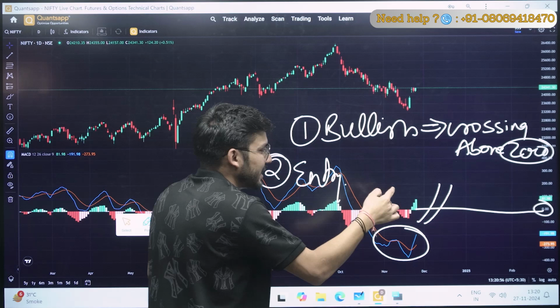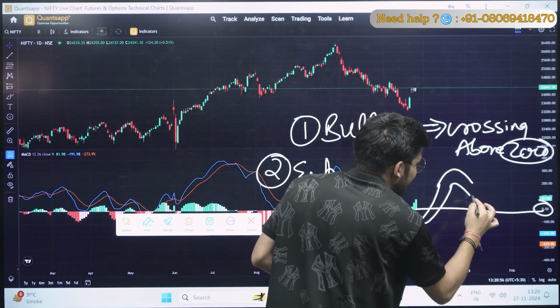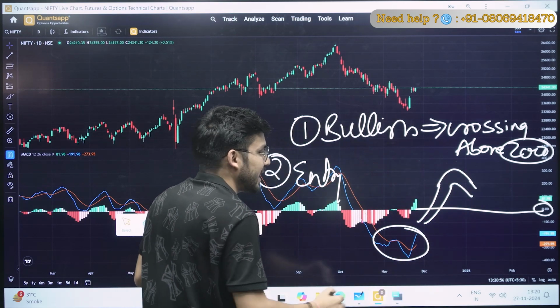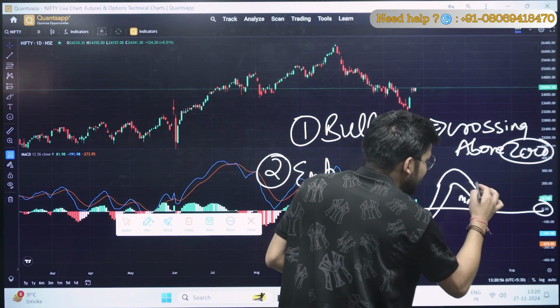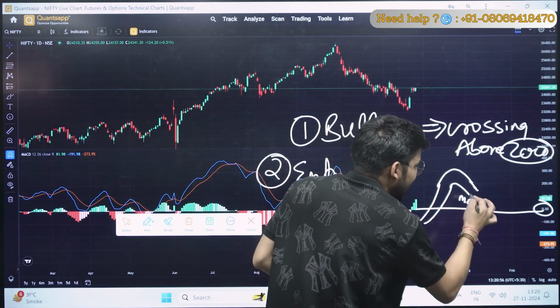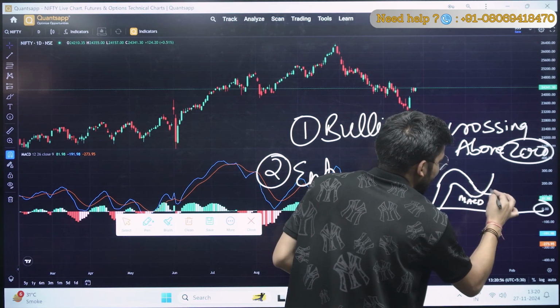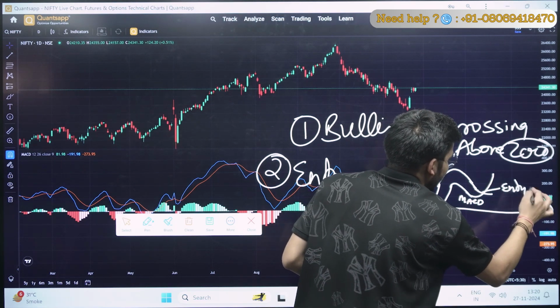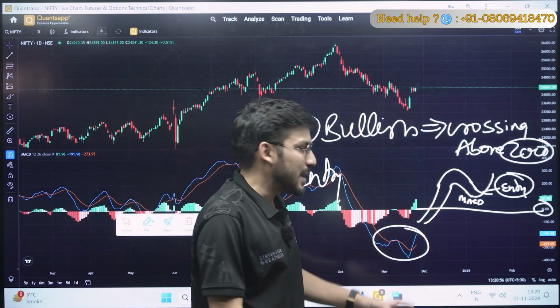You have to take the entry when there is a retest, so both of these lines come down. After that, suppose this is your MACD line, that is your blue line. At any point of time, if your MACD line crosses above the signal line, that will be your entry point. I hope the concept is clear. Let me clear it with an example as well.